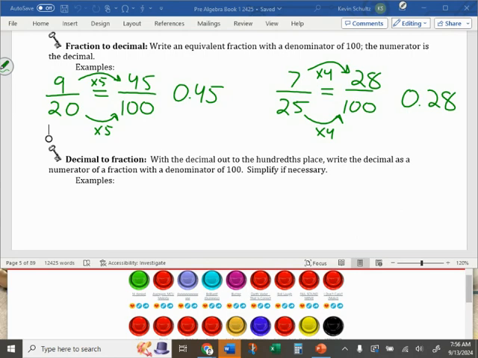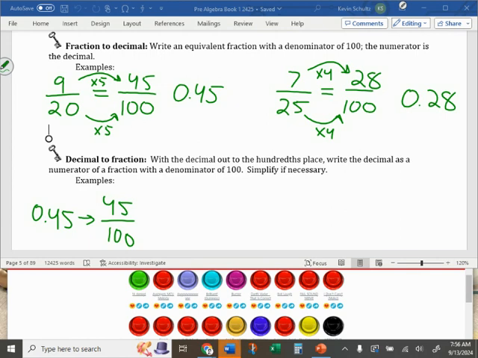So let's just start with our 0.45 here. Let's say that this was the decimal that you were originally given. It says write the decimal out to the hundredths place, which it is. Great. And then write it as a numerator of a fraction with a denominator of 100. So if this is 45 hundredths, we can write that as a fraction, 45 hundredths. Notice we're just going backwards.